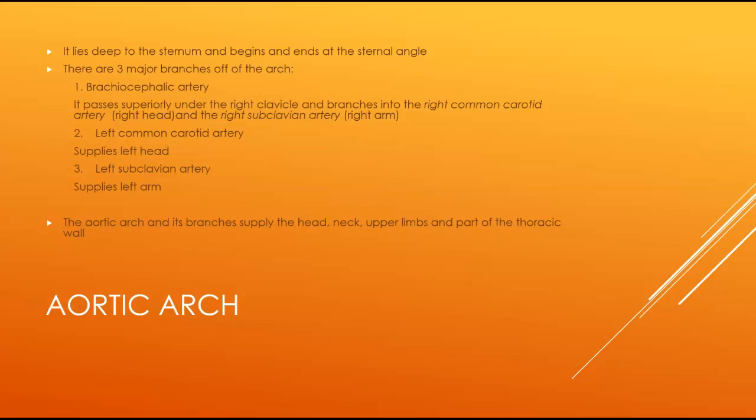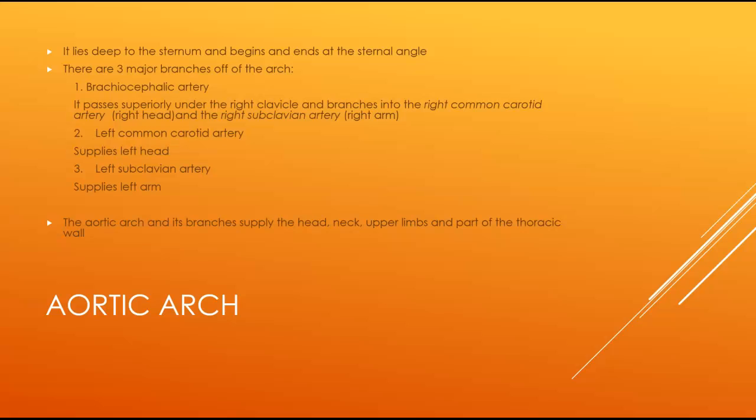The next branch, the middle branch, as we travel distally from the heart, is called the left common carotid, which supplies the left head, and then the third branch off the arch is the left subclavian artery that supplies the left arm. So the right side of the body, head and arm, comes off of the brachiocephalic artery, whereas the artery that supplies the left part of the head and the left arm comes right off of the aortic arch itself. So we can then say that the aortic arch and its branches supply the head, neck, upper limbs, and part of the thoracic wall.